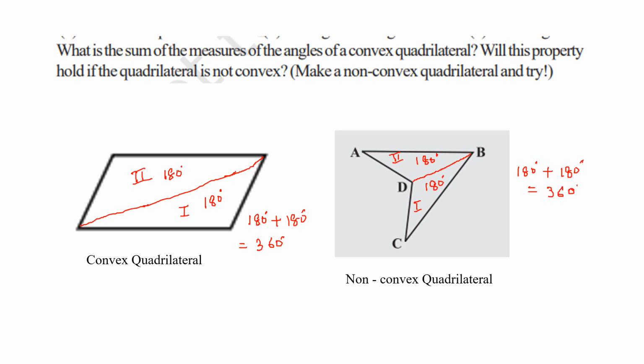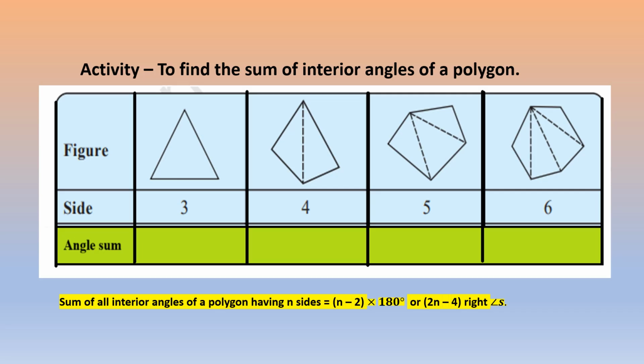So we can conclude from here that whether a quadrilateral is convex or non-convex, the sum of all the angles will always be 360 degree. Clear? Okay, now here we will do one activity to find the sum of the interior angles of a polygon.